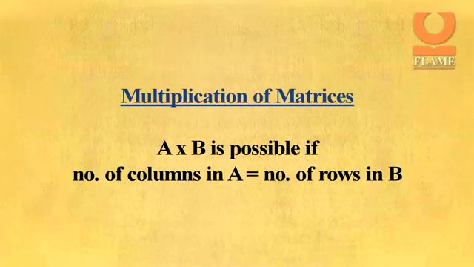Now we learn how to multiply two matrices. A into B is possible if the number of columns in A is equal to the number of rows in B.